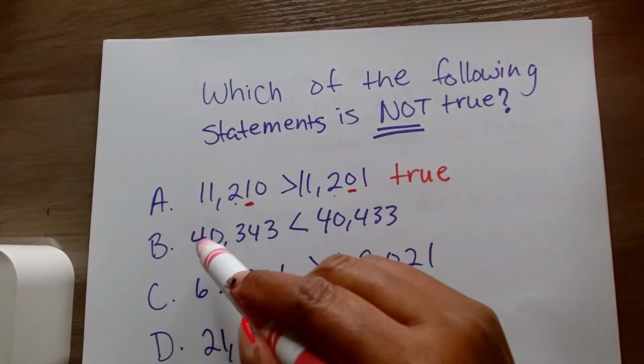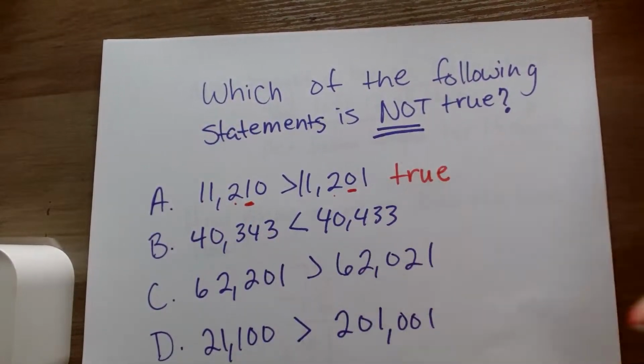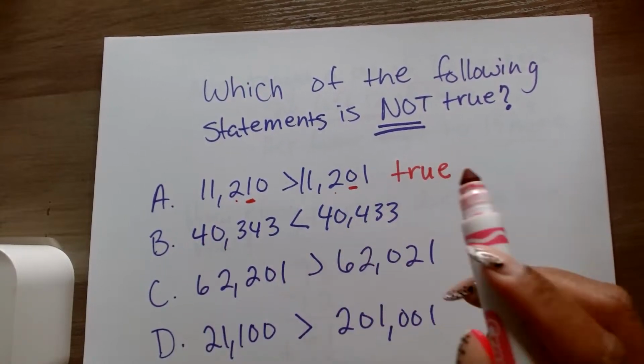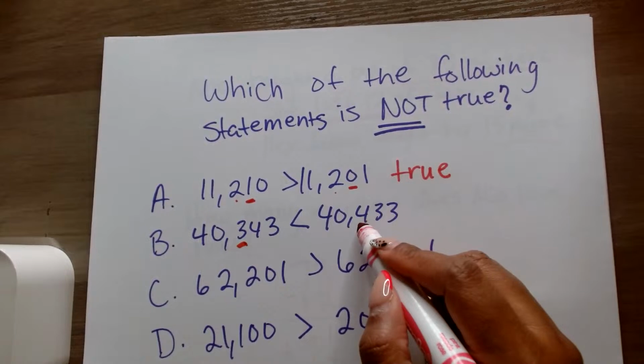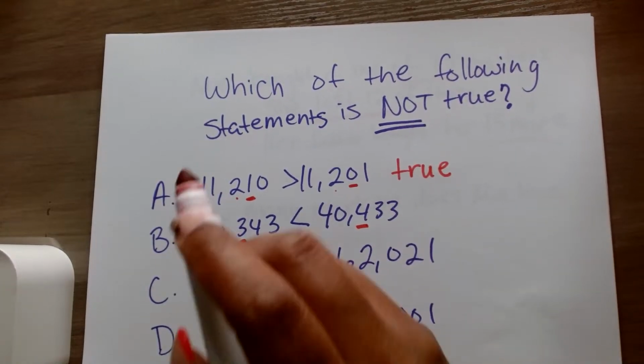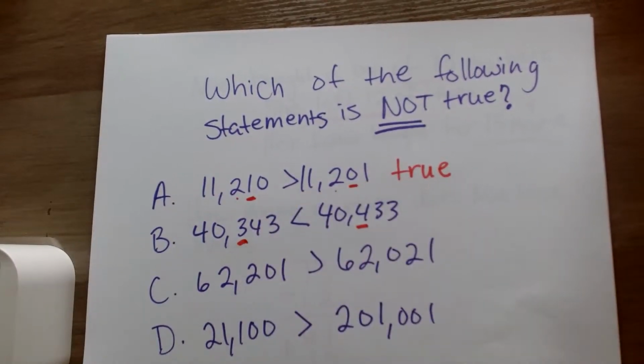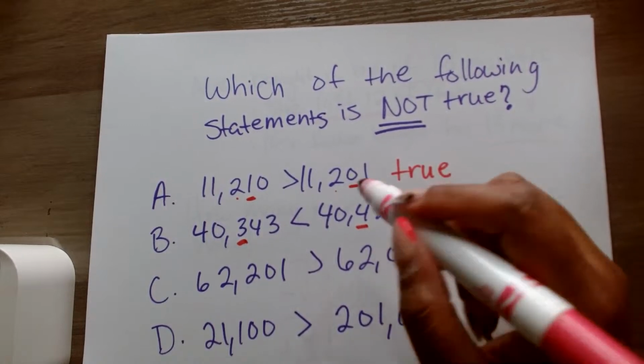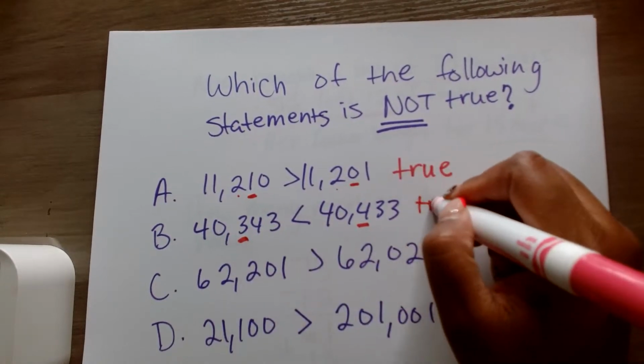So that is not our answer. Then we have 40,343. And I like to do it the same way, comparing my place value the entire time. So we have 40 and 40. Oh, already in our hundreds place, there's a difference. We have a 343, which is less than 433. So this one is true as well.